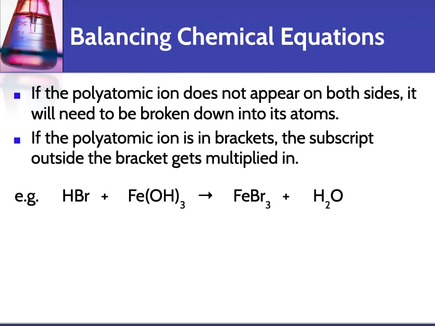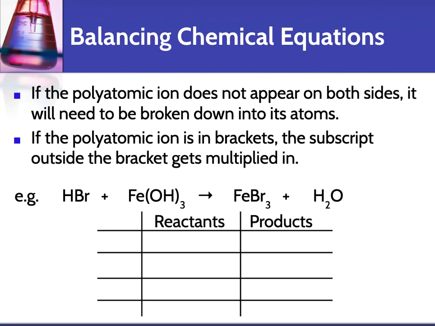Now, if you have a polyatomic ion and it's not on both sides, if it gets broken down during the reaction, then you have to break it down. You can't keep it as a polyatomic ion. And remember that if the polyatomic ion's in brackets, the subscript has to apply to all the atoms in the polyatomic ion. So in this example, HBr plus Fe(OH)3, creating FeBr3 and H2O.